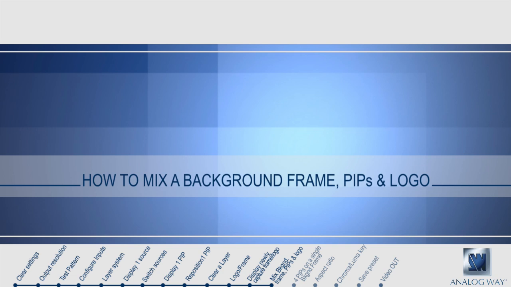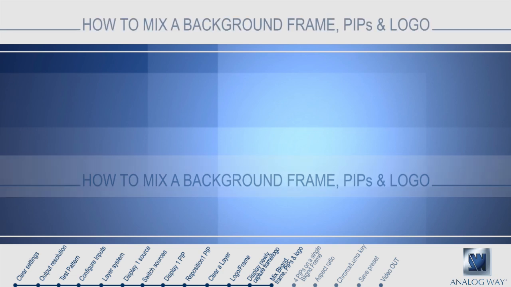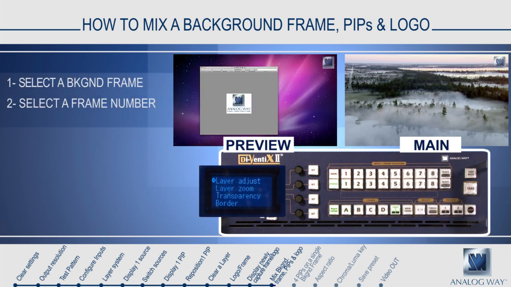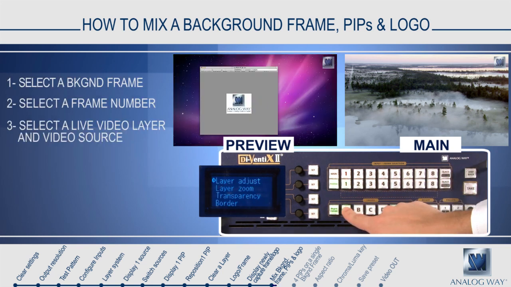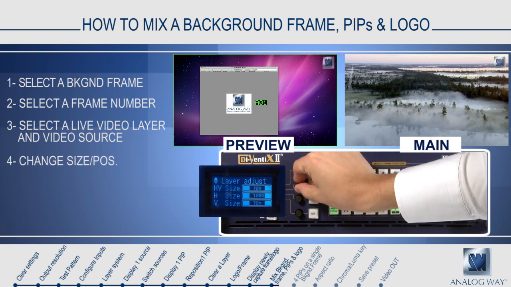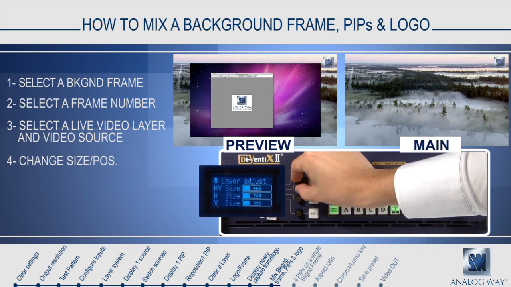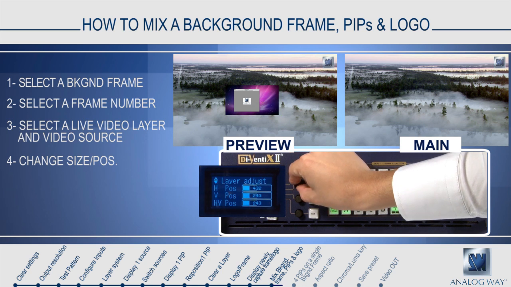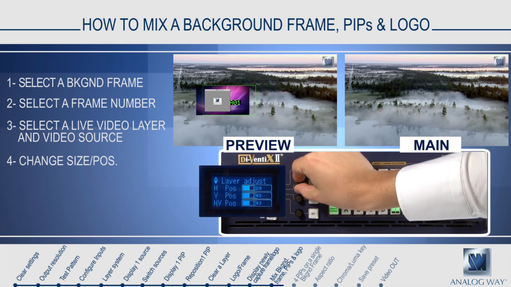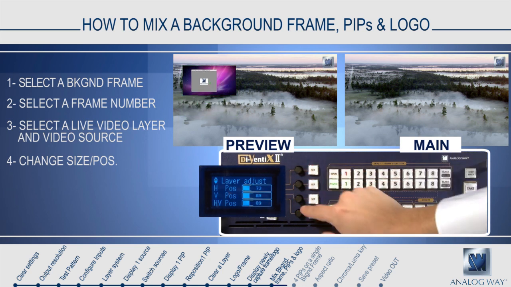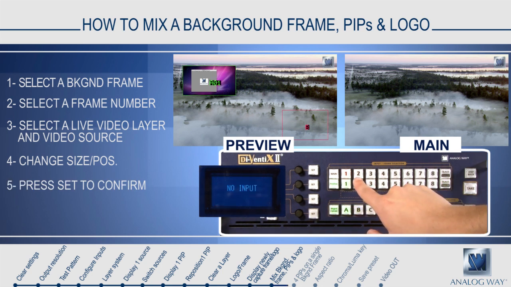How to combine a background frame, PIPs, and logo. Start by selecting a background frame and select the frame number. Then select a live video layer and select a video source. You can make adjustments to the size and position by selecting the layer and select Layer Adjustments. Choose a new horizontal and vertical position and size. Press Set to confirm your selection. If you select a layer that's already been adjusted previously, those adjustments will come back the next time you select the layer.